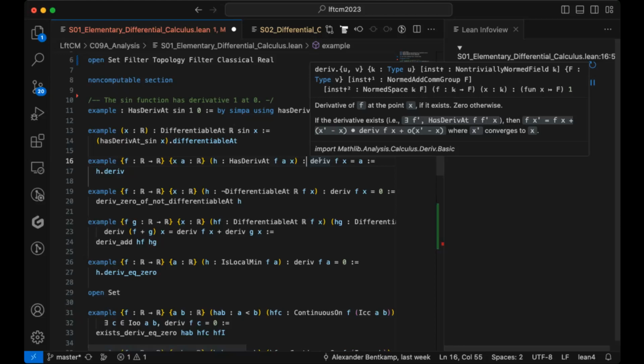The alternative way of doing that would be to only allow deriv to consume differentiable functions. Then you would have another argument to deriv: the function, the point at which you're looking for its derivative, and then a proof that it is differentiable at that point.